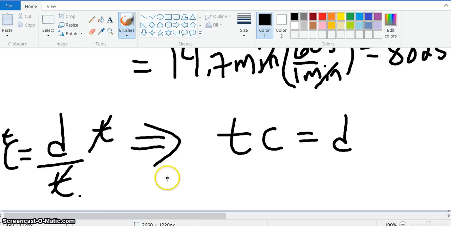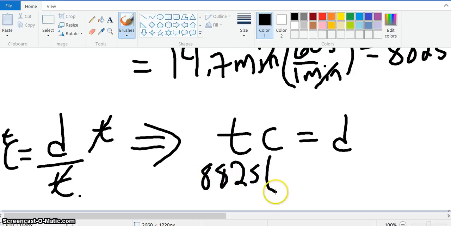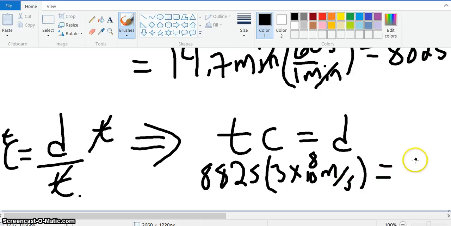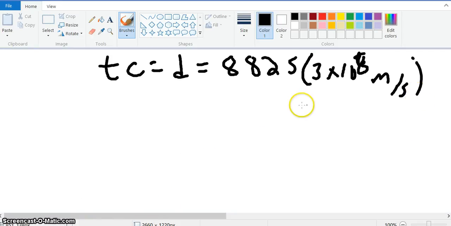And so now we put the numbers in, right? So we have 882 seconds times 3 times 10 to the 8th meters per second. And that's what the distance is. Let me pause this. All right, I just got myself a little more room here. So here we have 882 seconds times 3 times 10 to the 8th meters per second. That's going to be our distance when we multiply this out.